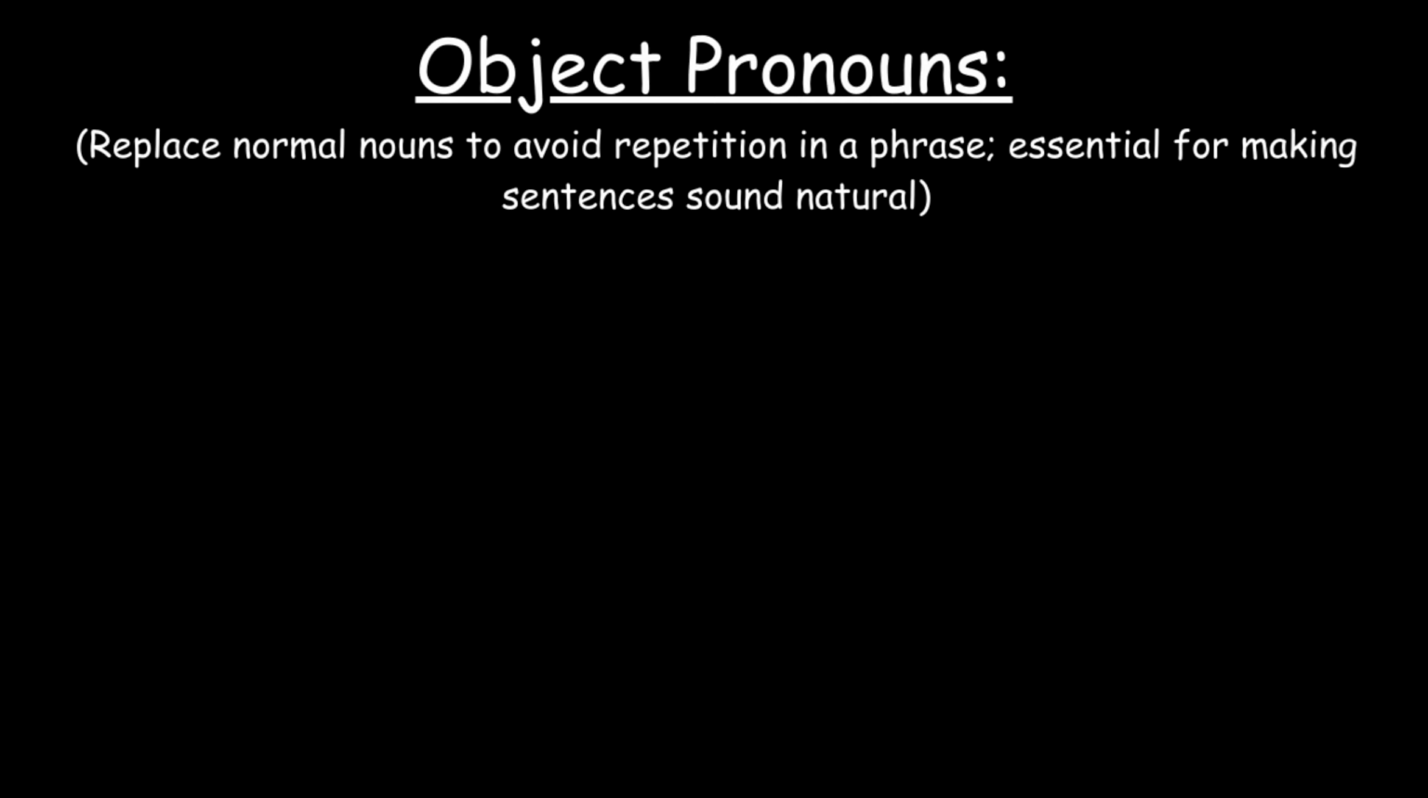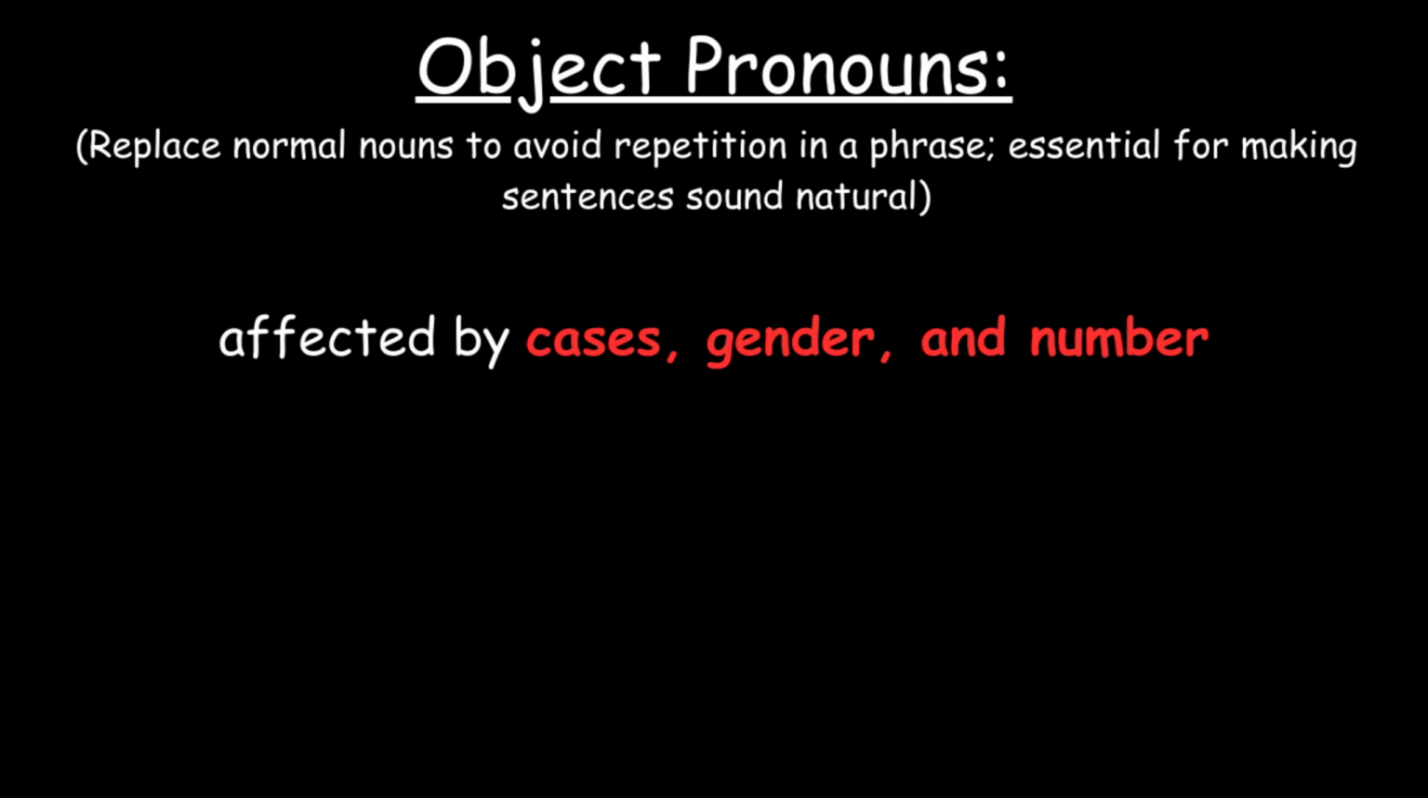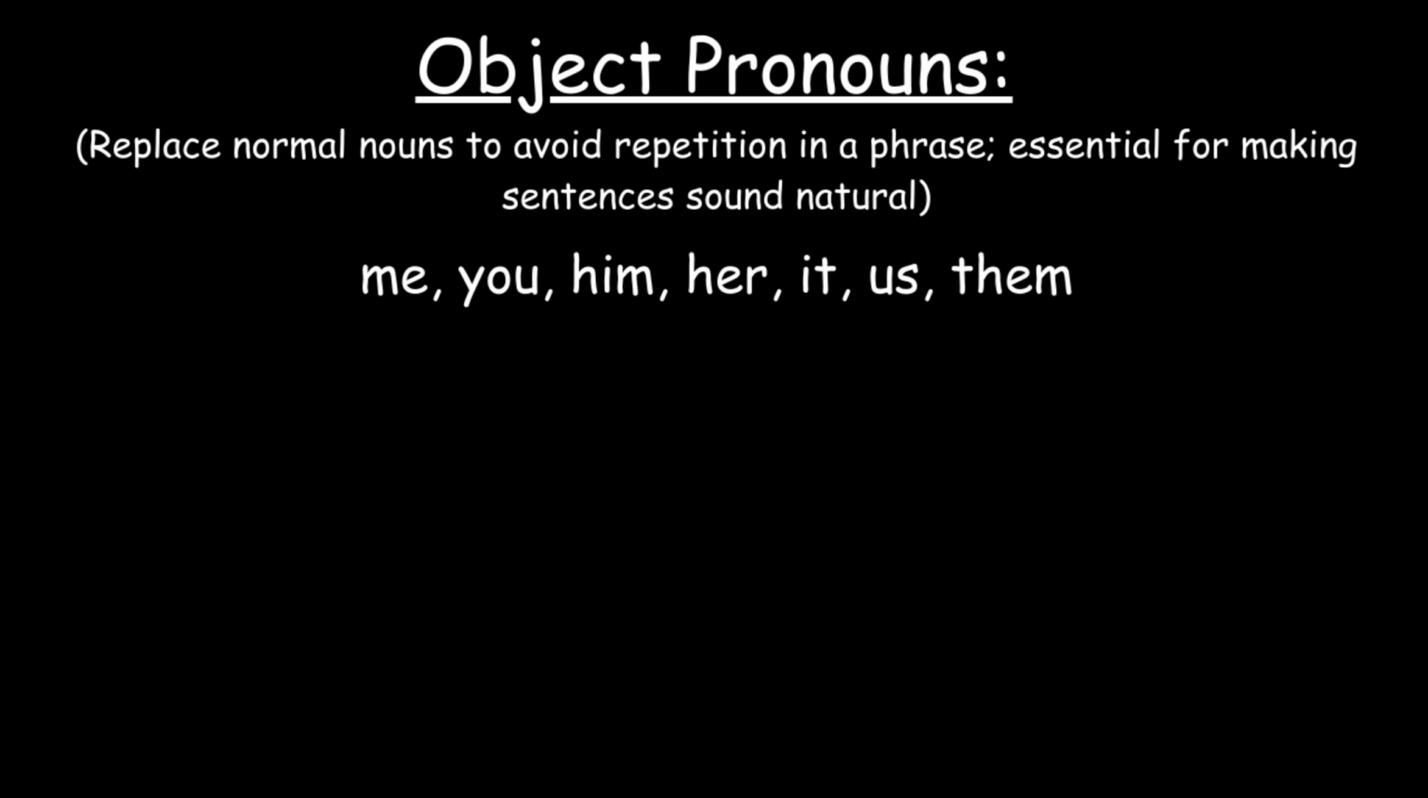Personal object pronouns in German replace normal nouns to avoid repetition in a phrase. They're essential for making sentences sound natural, but they're affected by cases, gender, and number. In English, the pronouns are me, you, him, her, it, us, and them, and they can be direct and indirect.